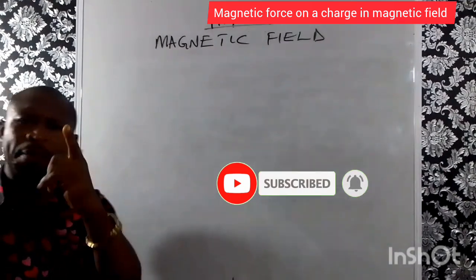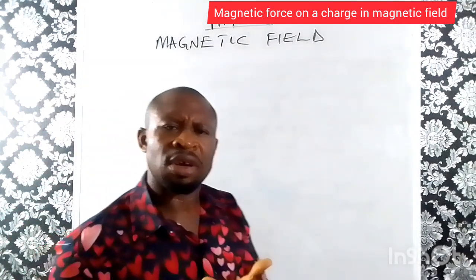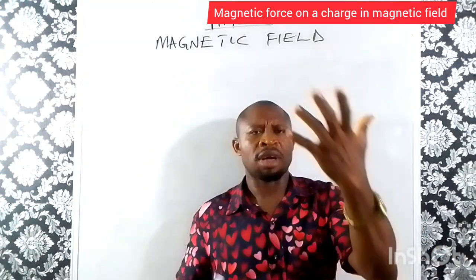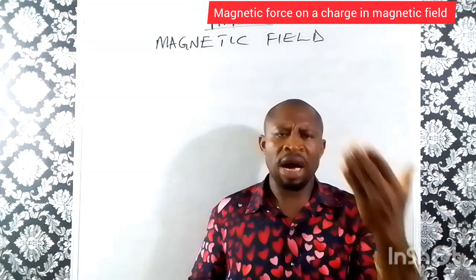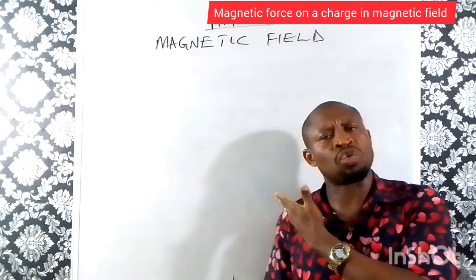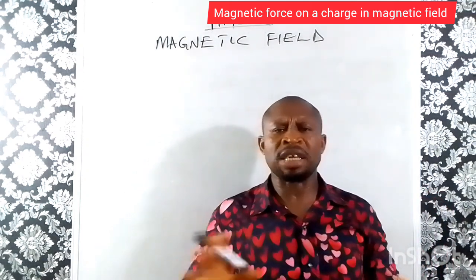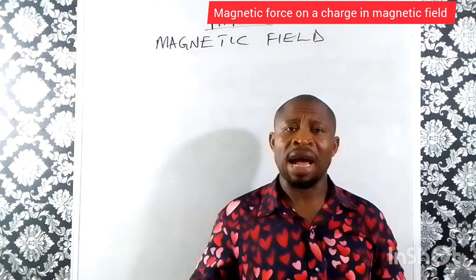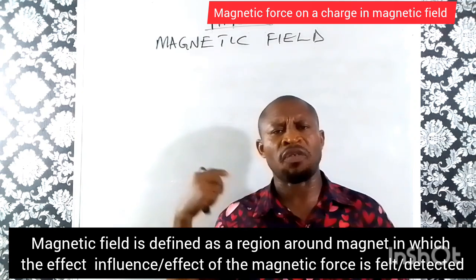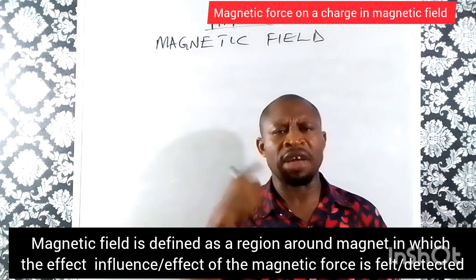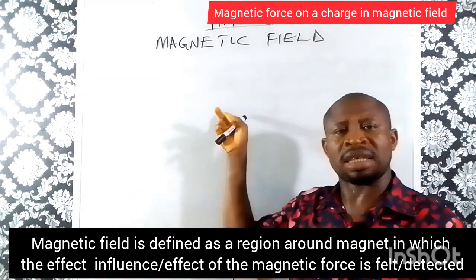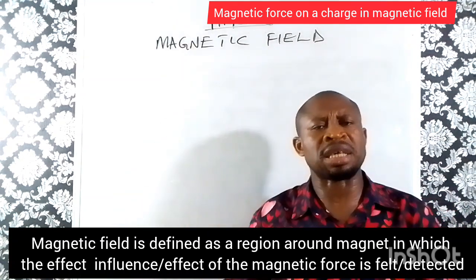Now, let us start. Magnetic field. We ask ourselves, what is a magnetic field? Just like every other field, we have the electric field, we have the gravitational field. Today, we just want to look at the magnetic field. The magnetic field is nothing but a region around a magnet in which the effect or the influence of a magnetic force can be felt.